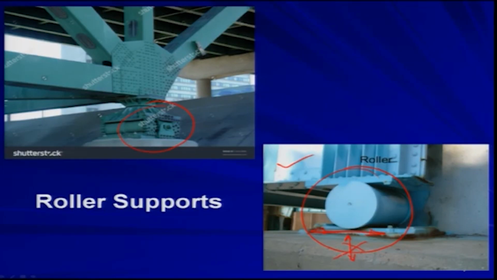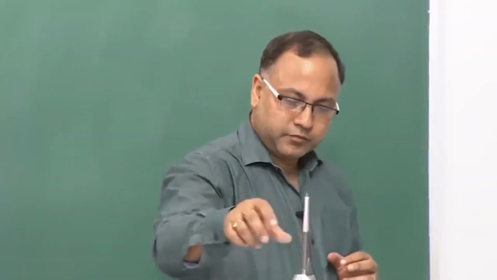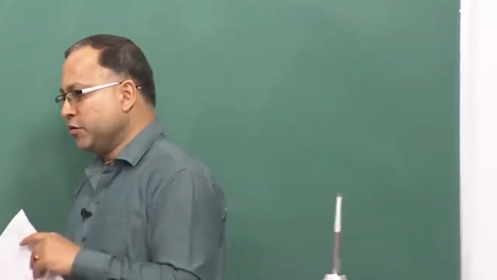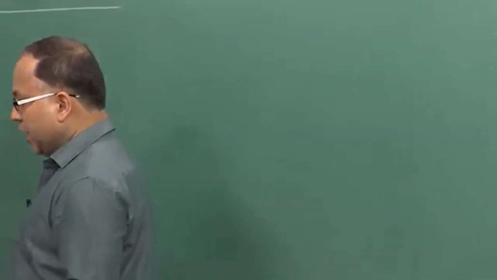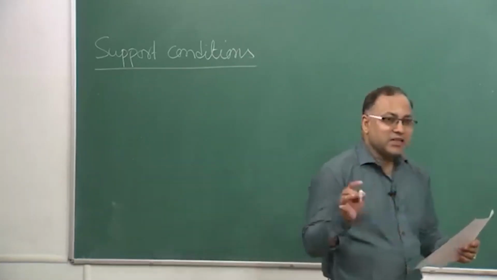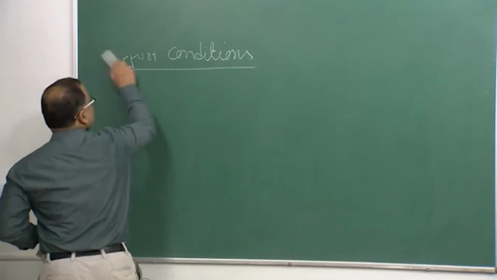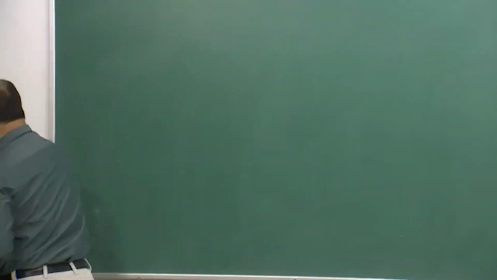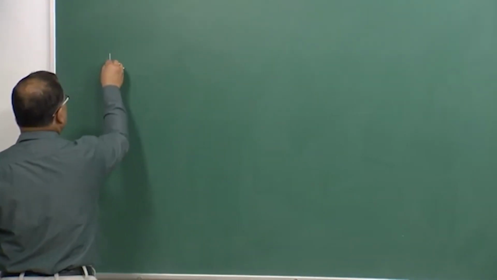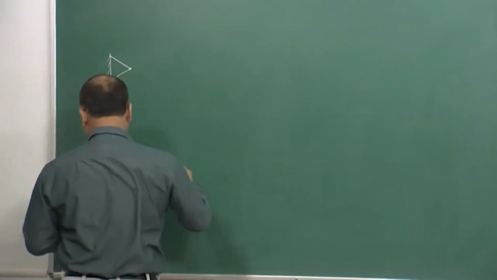Okay. So, these are some typical photos, so that you can understand the different types of support we are talking about. Now, with this brief background of the support conditions, we will try to draw the free body diagram of a typical structure. Say, let me draw that. This is one hinge support.